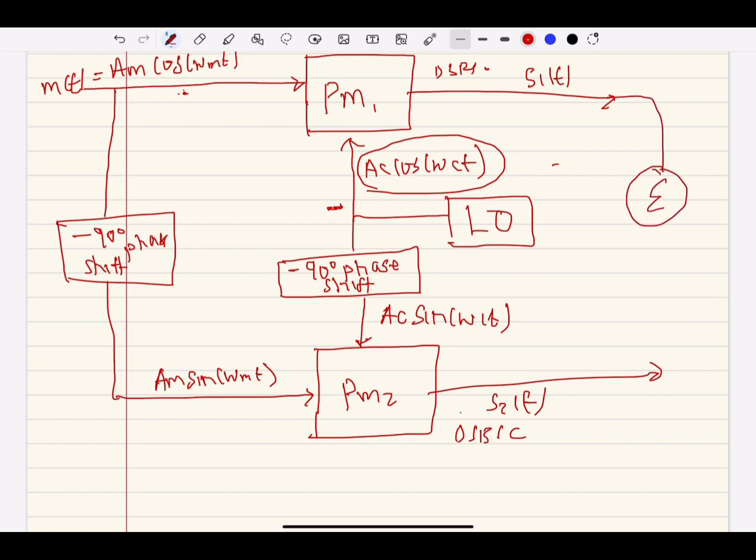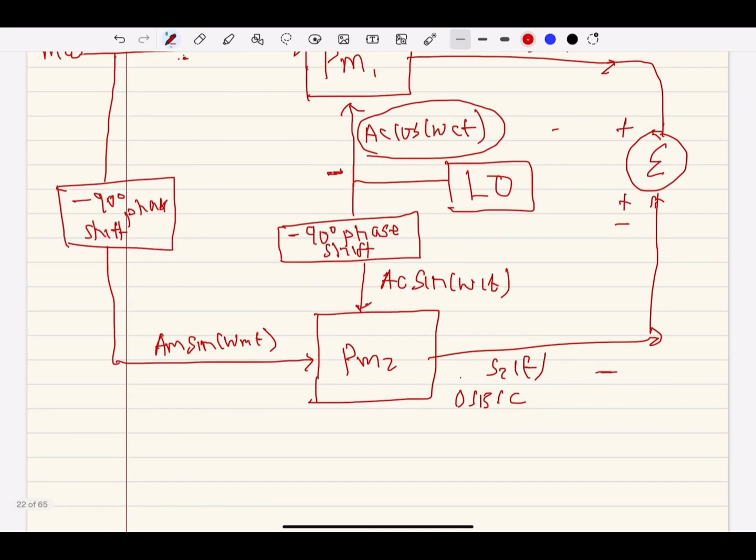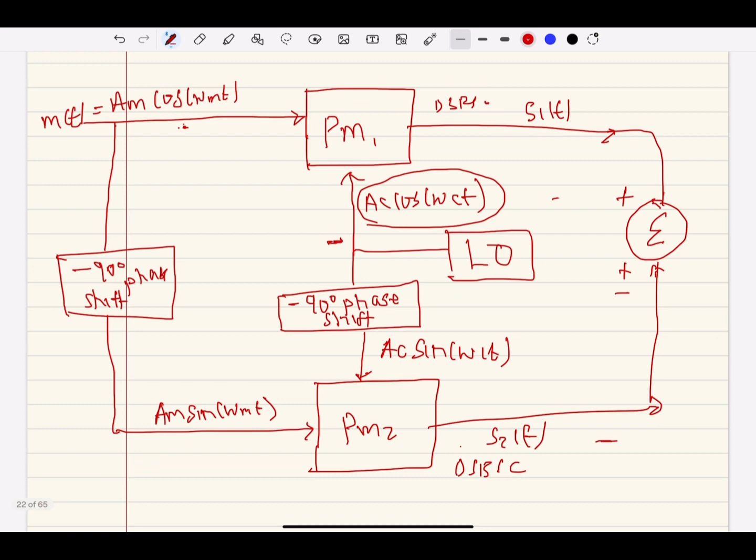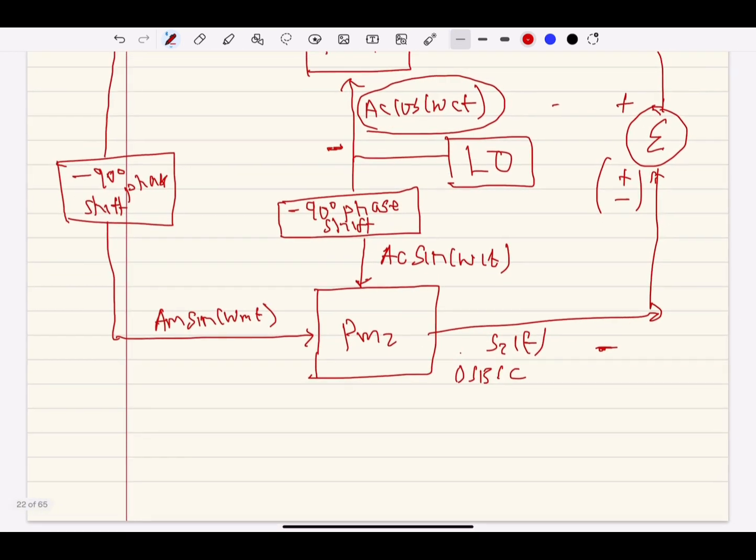And then the resultant will come here to an adder. And this adder will have plus or minus here and plus here. So depending on the condition of this signal coming here, we will get either a low band pass or a high band pass. What I'm trying to say is that depending on the condition of this signal, which is minus or plus, we are going to get a lower sideband as our single sideband suppressed carrier, or an upper sideband as our single sideband suppressed carrier.